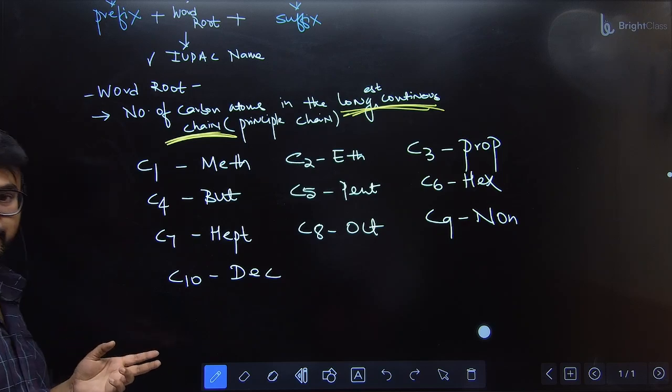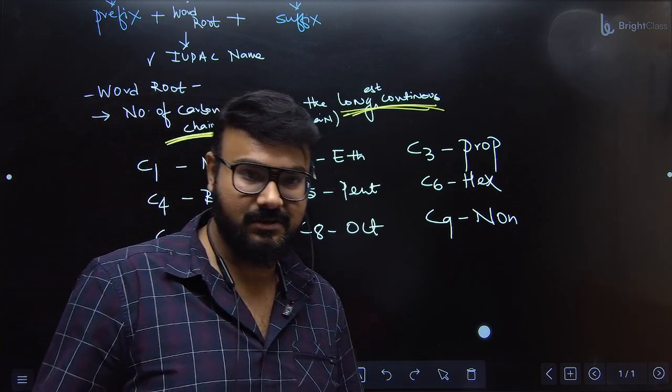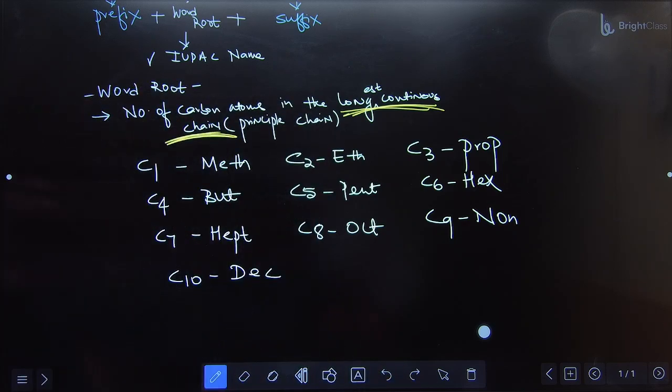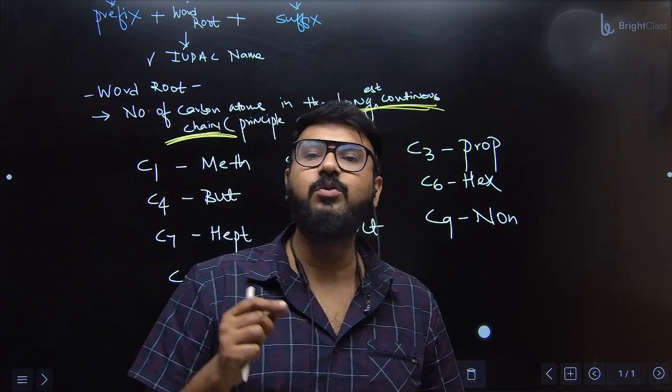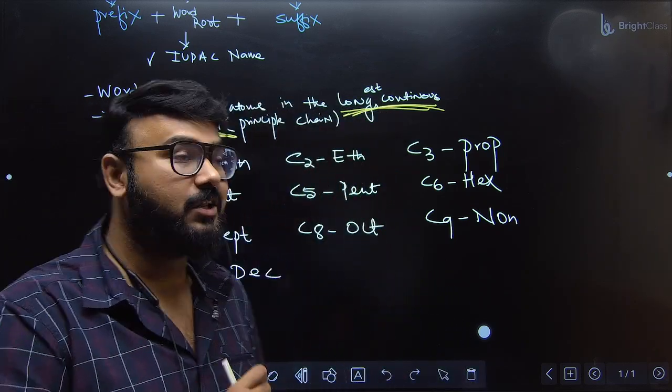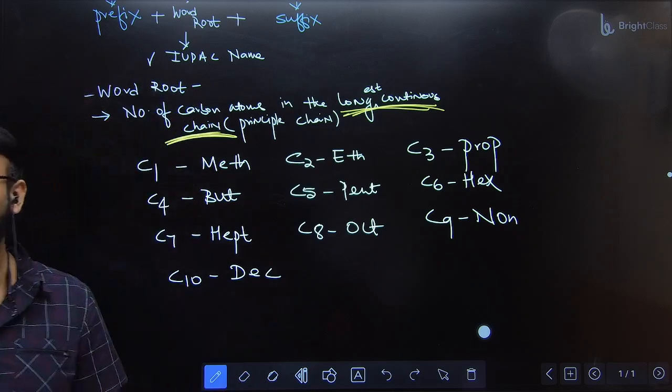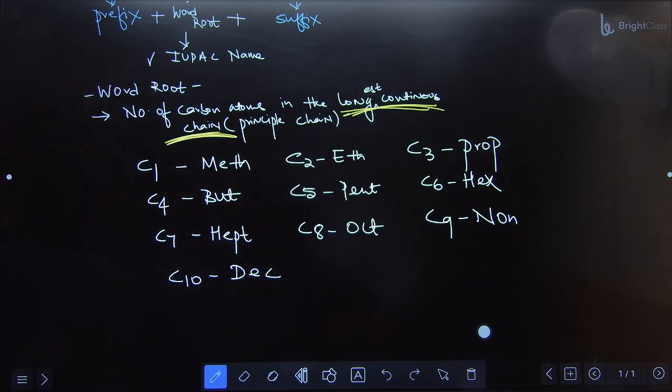Then I will introduce you to the prefix. After the word root, I will introduce you to the prefix. Write down the word root, everyone. I will tell you later how to find it. Later on, I will be telling you in the rules how to identify the longest continuous chain, the principal chain.